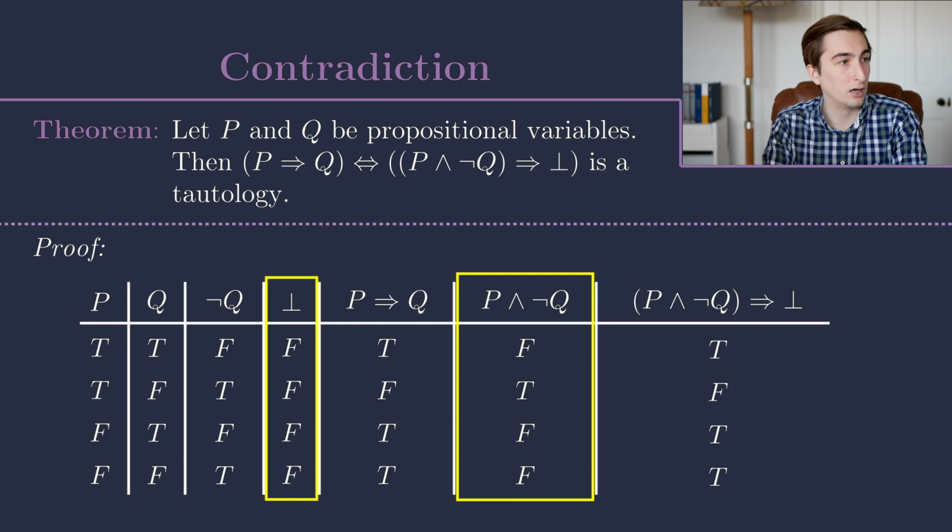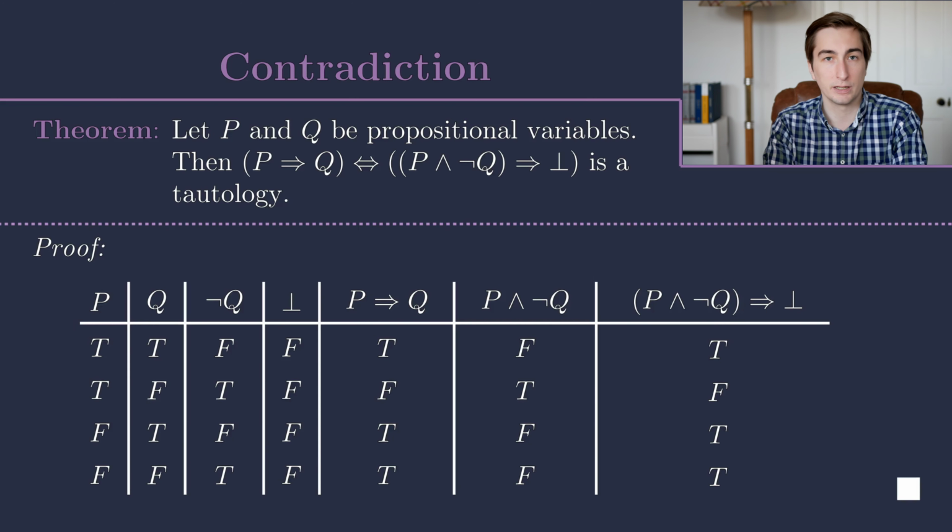So let's look at our column for P implies Q and our column for P and not Q implies contradiction. We see that the entries of those two columns are identical. The truth values are identical. Hence, they're equivalent. And that means that we've finished our proof once again.